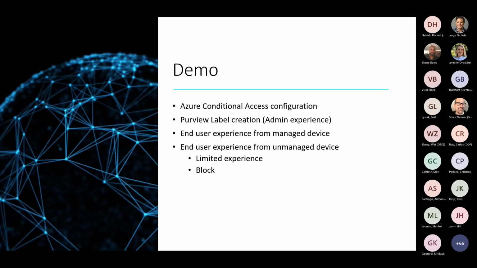Finally, for what everybody's been waiting for, we're going to get into the demo. This is what Bibi's going to show. She's going to walk you through how to configure the conditional access policy in Azure. Next, she's going to walk you through the admin side of configuring the sensitivity labeling in Purview to protect the team site. And finally, she's going to walk you through the end user experience for both limiting access to the team site from an unmanaged device and also blocking access when they're coming in on an unmanaged device.